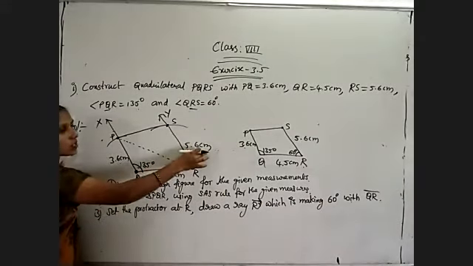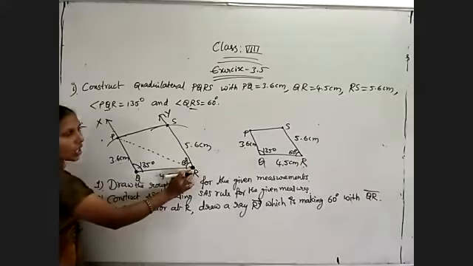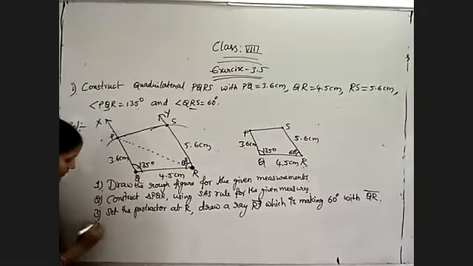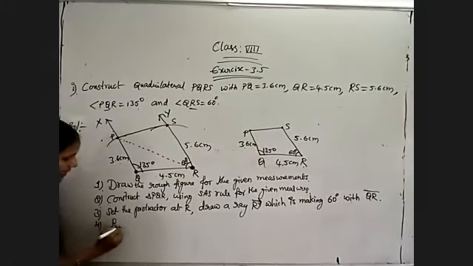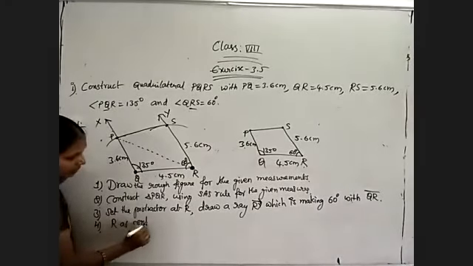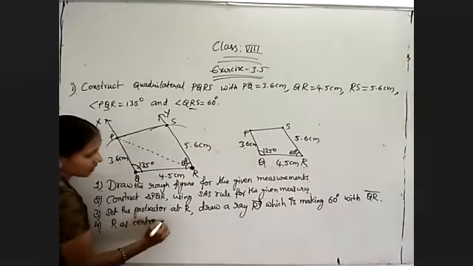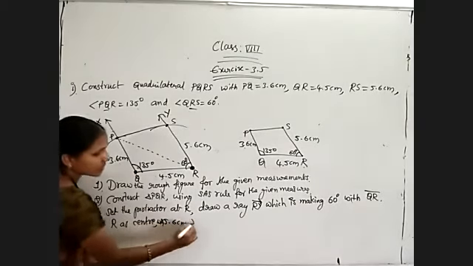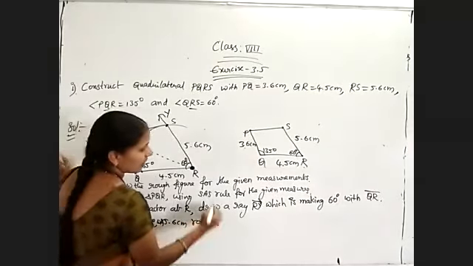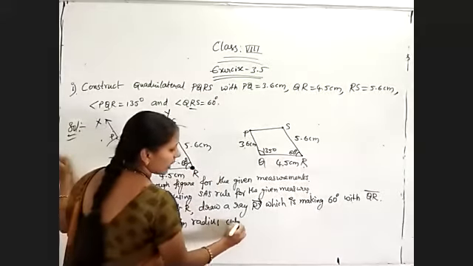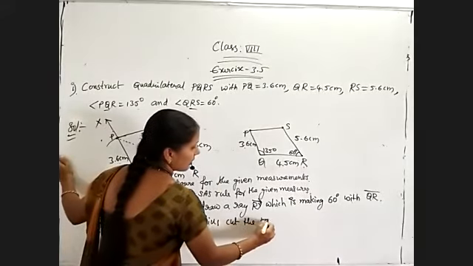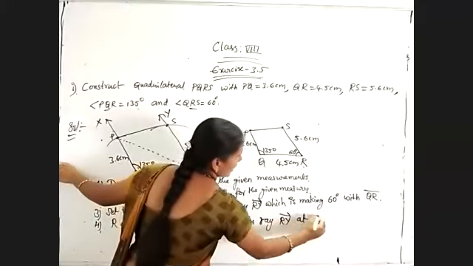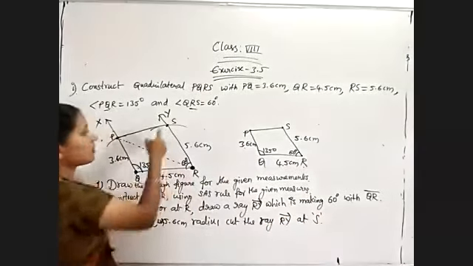Now we used 5.6 centimeters radius with R as center and drew the arc at S. So fourth point, R as center with 5.6 centimeters radius, cut the ray RY at S. That's all. We got the point S.